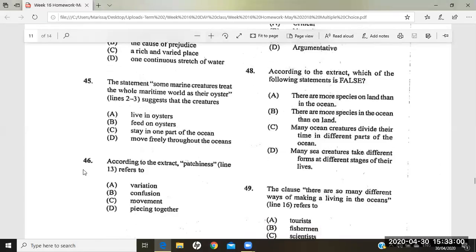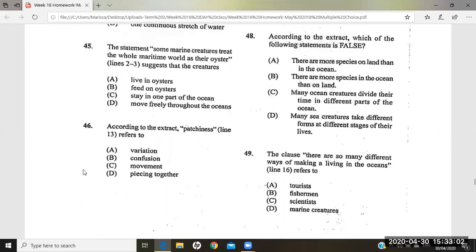Very good. 46 says, according to the extract, patchiness refers to what? So when they mentioned the word patchiness, what does that refer to in 46? Shalanda, what did you have for 46? Very good. Patchiness refers to A, variation.